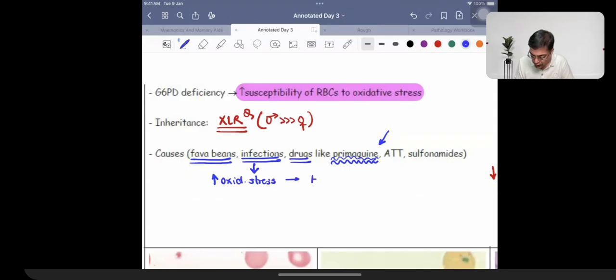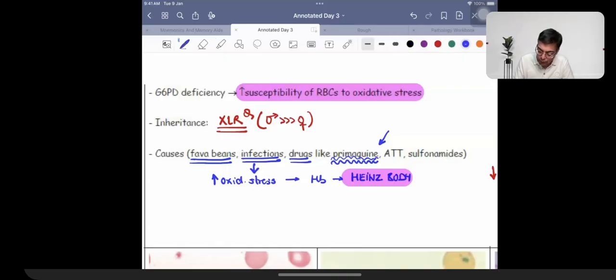This is going to result in the oxidation of hemoglobin. Hemoglobin in a normal person is going to be soluble. But once hemoglobin undergoes oxidation, it becomes insoluble. So then that is going to be responsible for the formation of Heinz body.